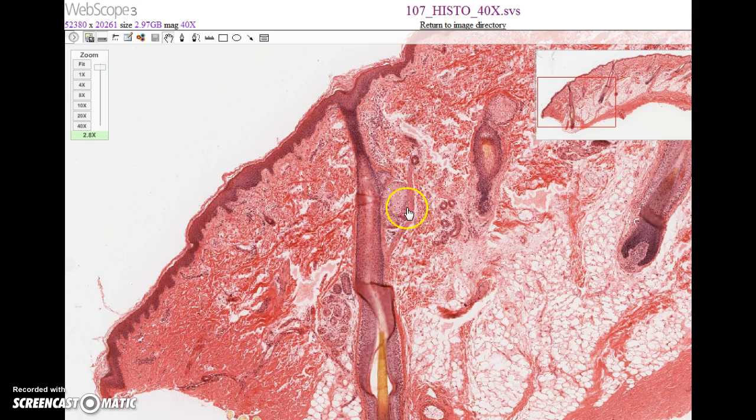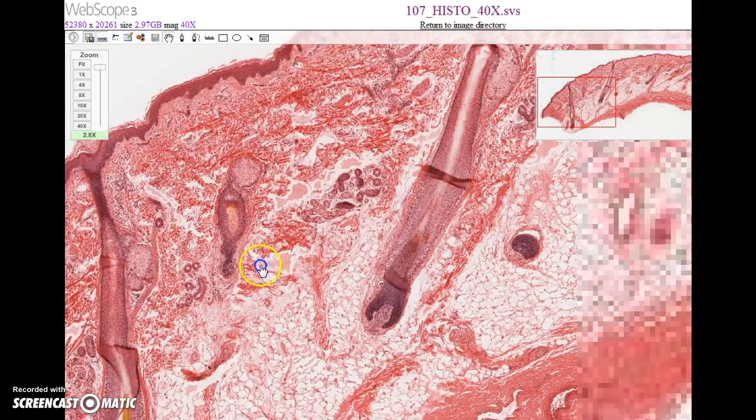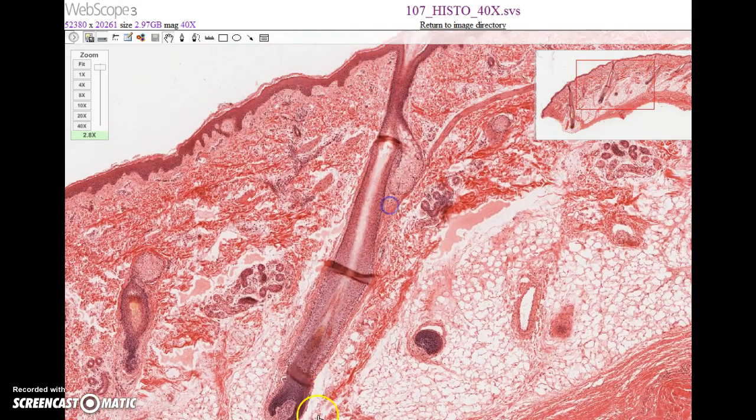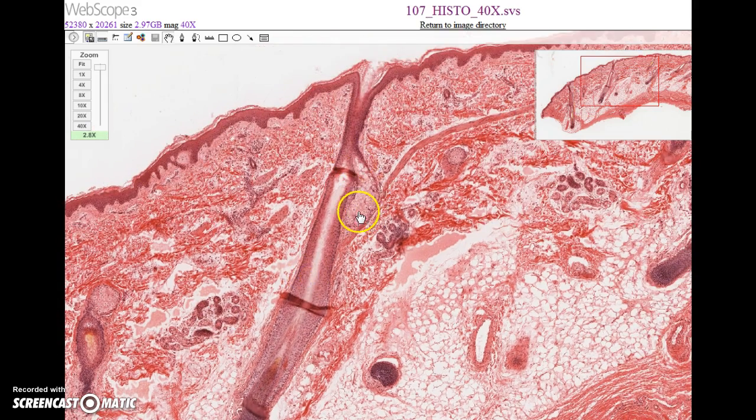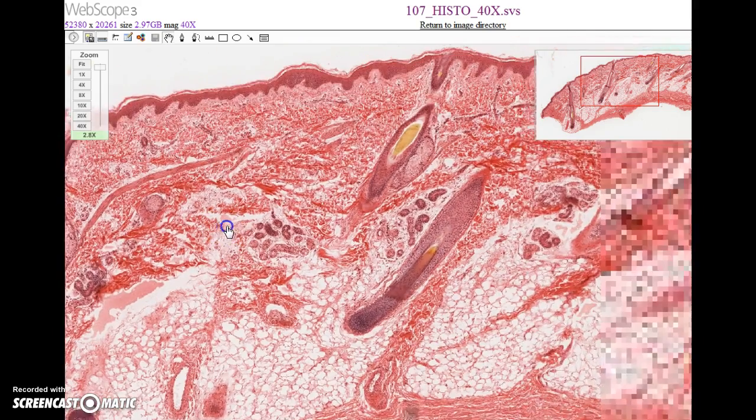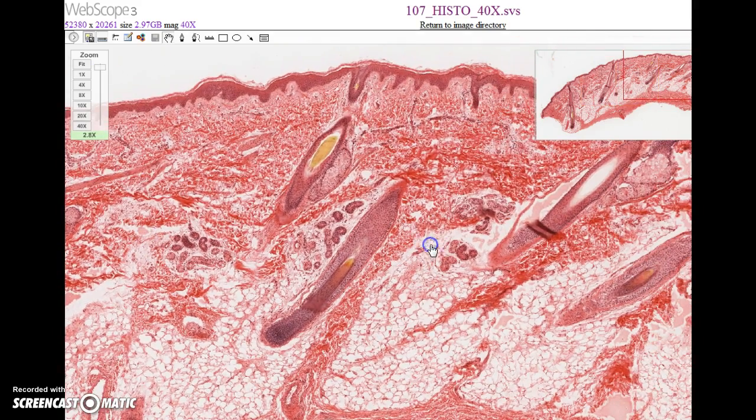This structure here is called the erector pili muscle, and that's associated with every hair follicle, and when that contracts, it gives you goosebumps. I'm going to come over to this hair follicle. Still, I can see the hair follicle, and that was the hair papilla, kind of the ridge there. There's a sweat gland. Here's a sebaceous gland, and this is the erector pili muscle right there. So I can see all those structures on each one of these hair follicles.